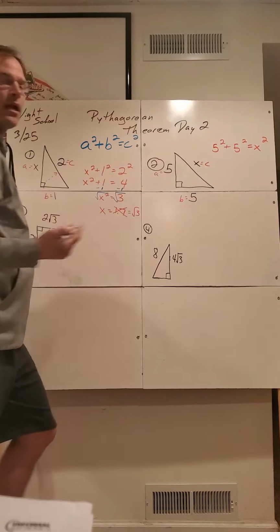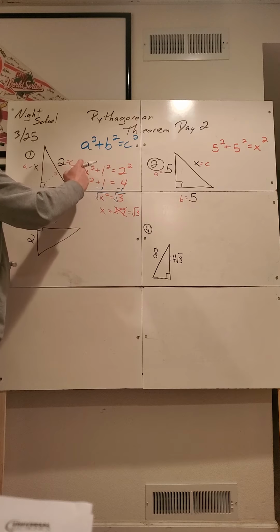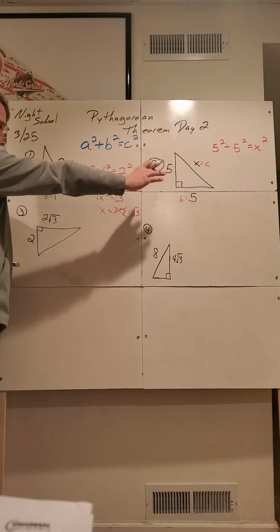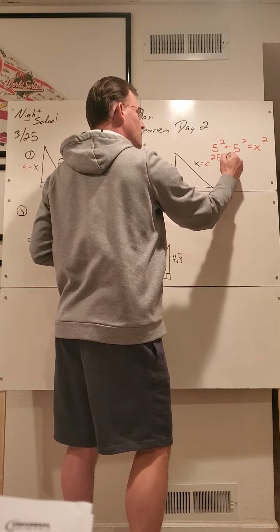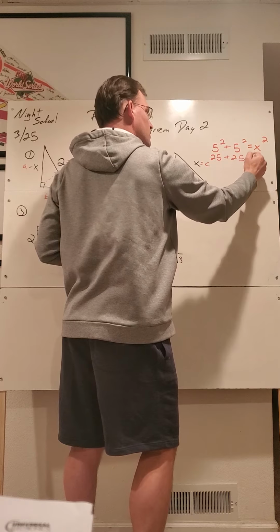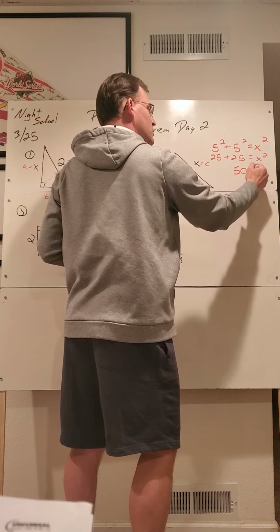Notice the different setups on these two. On number 1, my variable was a leg. My variable was A, so my variable was with numbers. I had to subtract the 1. On this one, on number 2, I don't have to subtract anything.